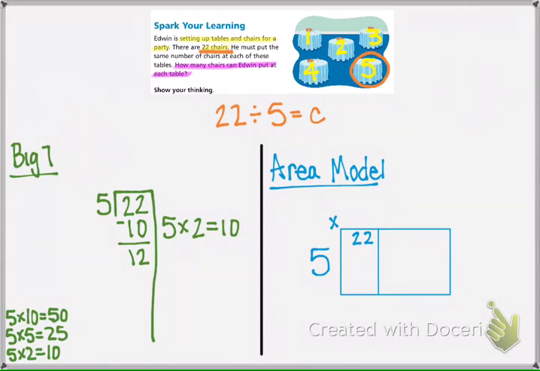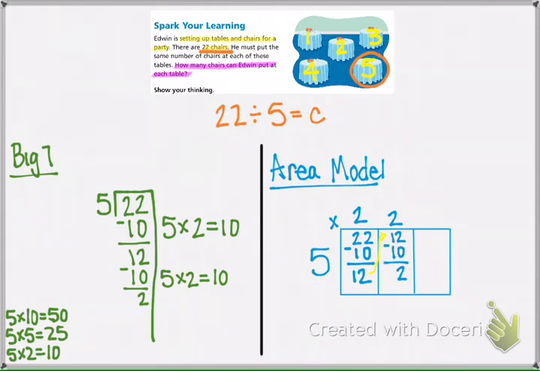On our area model side, we're going to do the same thing. 5, our divisor, times 2 equals 10. Going to subtract it and get 12. Now we can do 5 times 2 again. Subtract it and get 2. On our area model side, we're going to make another box. I'm going to bring that 12 up and say our divisor 5 times 2 is 10, subtracted is 2. Now on both our Big 7 and our area model, we have 2 left over. That is less than our divisor of 5, so we cannot subtract anymore.